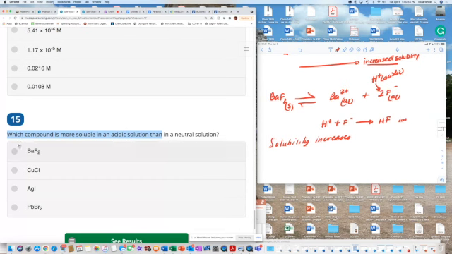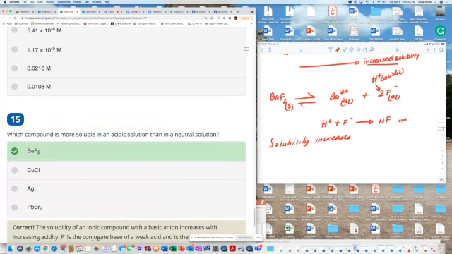Okay. Let's see why the other ones weren't correct. And if you're asking, wait a minute, I feel like we're memorizing, I want to understand why.